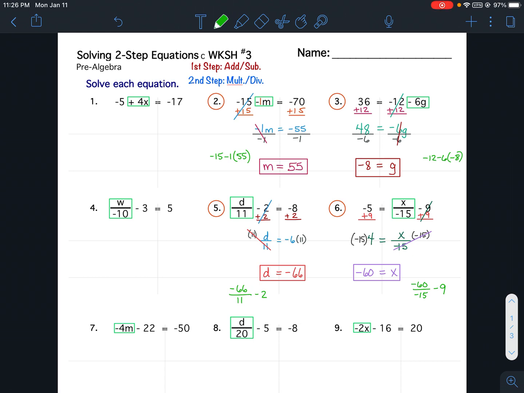One thing I do want to tell you, there are no reciprocals for this worksheet. In worksheets 1 and 2, there were problems where you had to do the reciprocal. For this particular worksheet, there are no reciprocal problems. The second step will either just be straight up multiplication or straight up division. If you have any questions, please let me know.